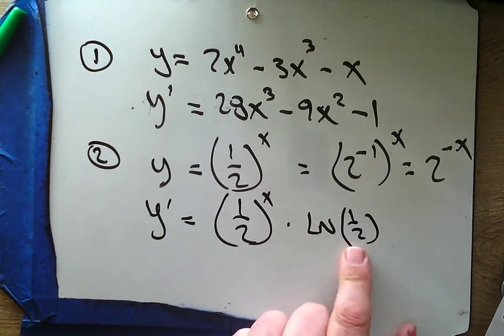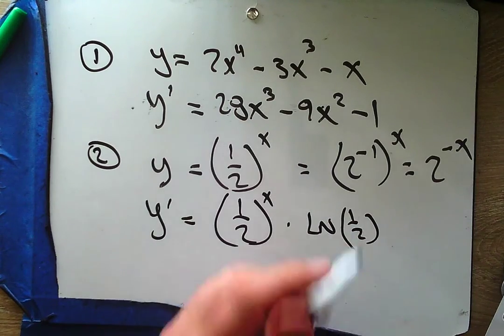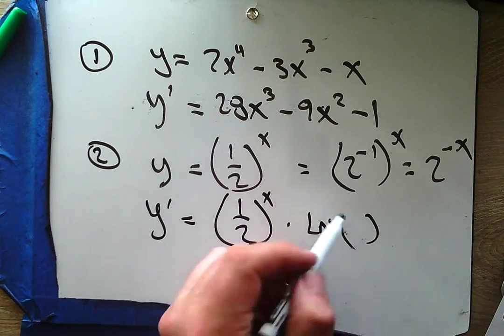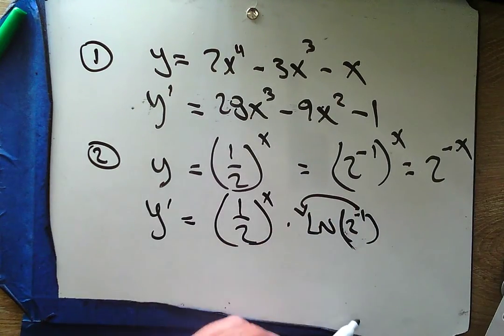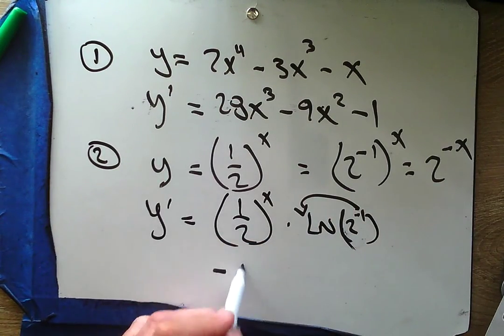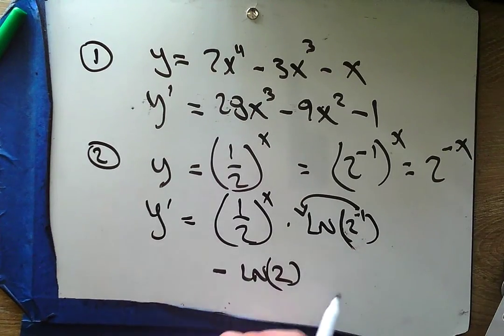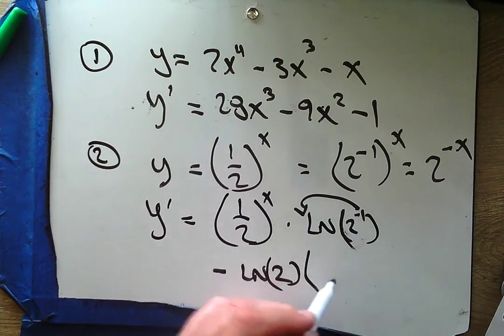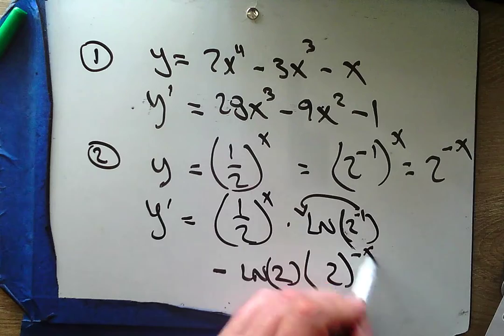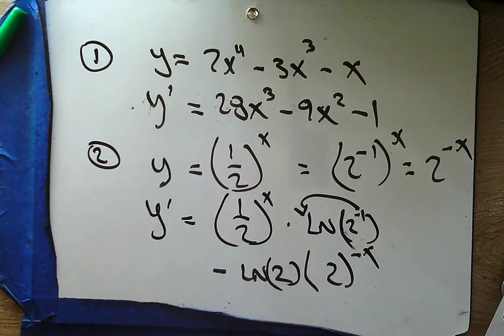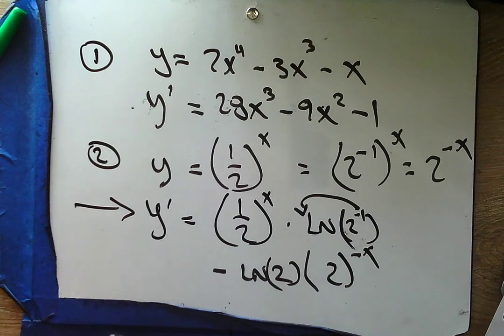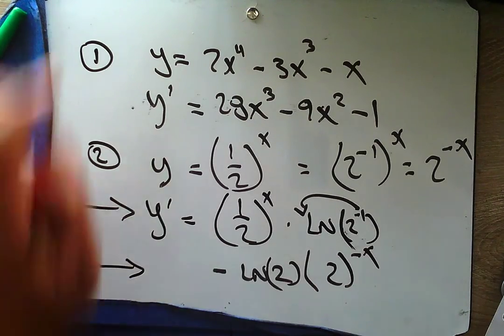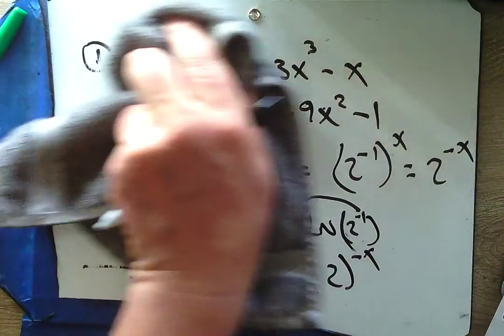AP multiple choice isn't going to write this. They're going to have instead 2 to the negative 1, because then they're going to pull that down in front. And they're going to have negative ln of 2. And they might even have 2 to the negative x. This is fine for our free response, but maybe our multiple choice will look like that.